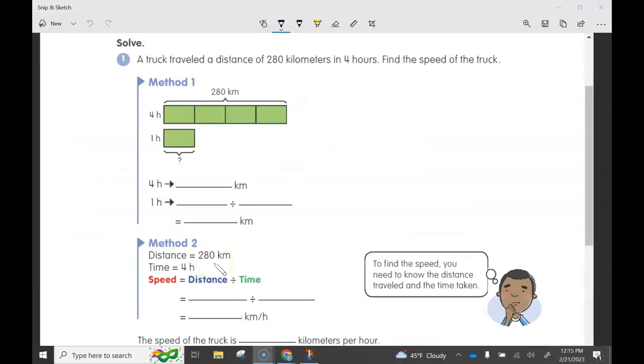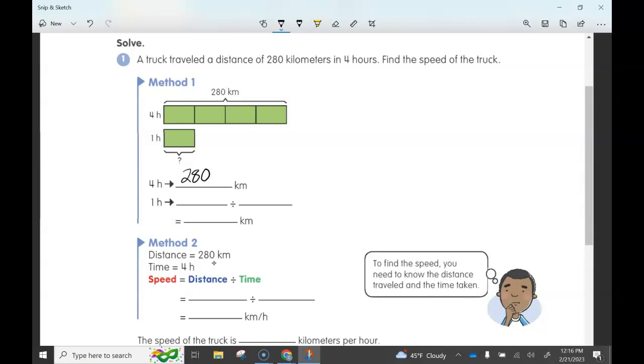Now let's turn your books over to page 263. You can see at the top of this it says practice finding the speed or rate of travel given the distance and time. So what we have here is a truck traveled a distance of 280 kilometers in 4 hours. Find the speed of the truck. We're going to find it per hour, so that unit rate. We can see 280 kilometers is 4 units here. We need to figure out how much 1 unit would actually equal. So we know that 4 hours equals 280 kilometers.